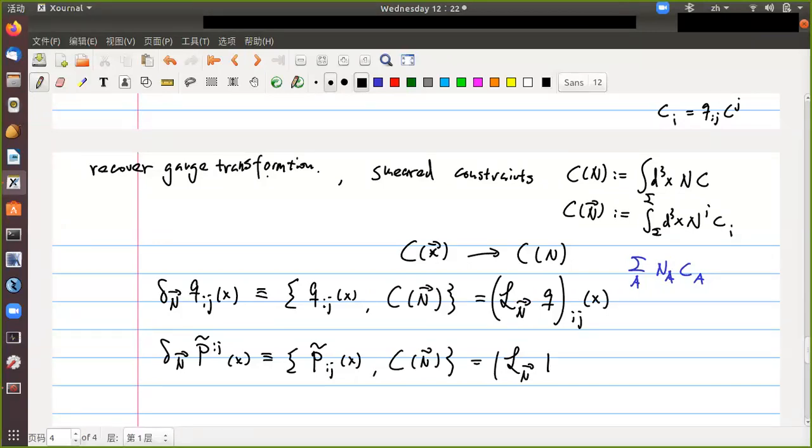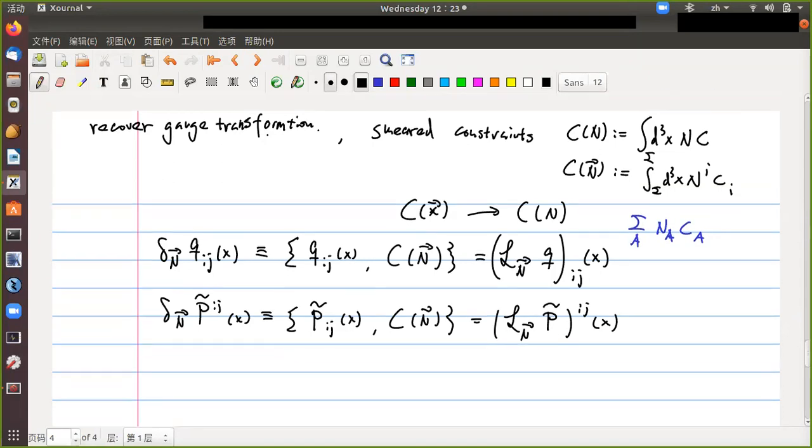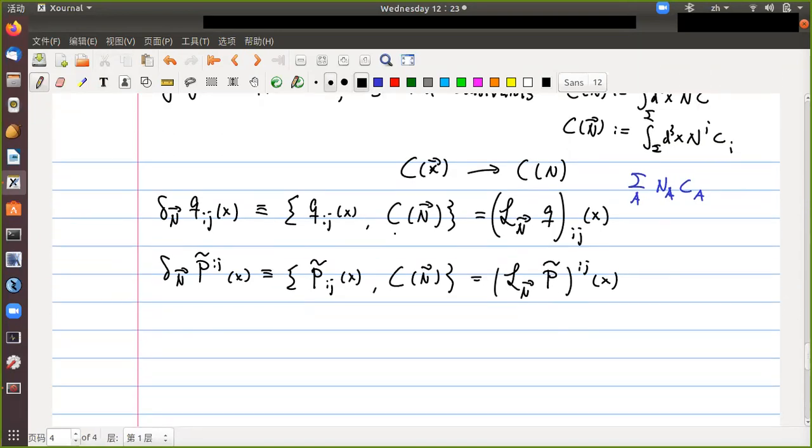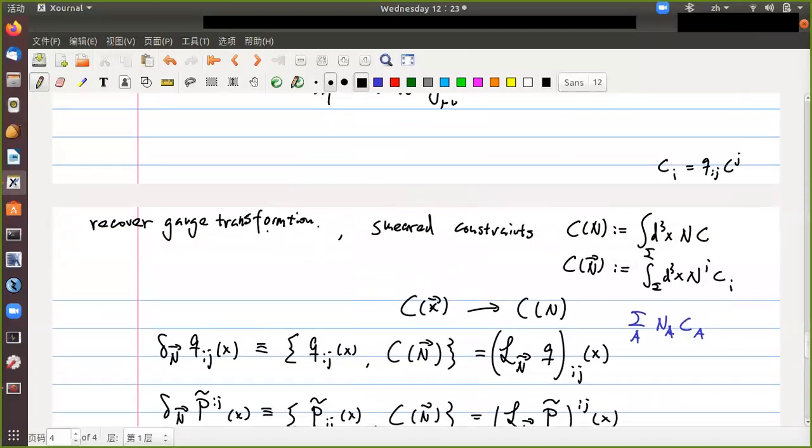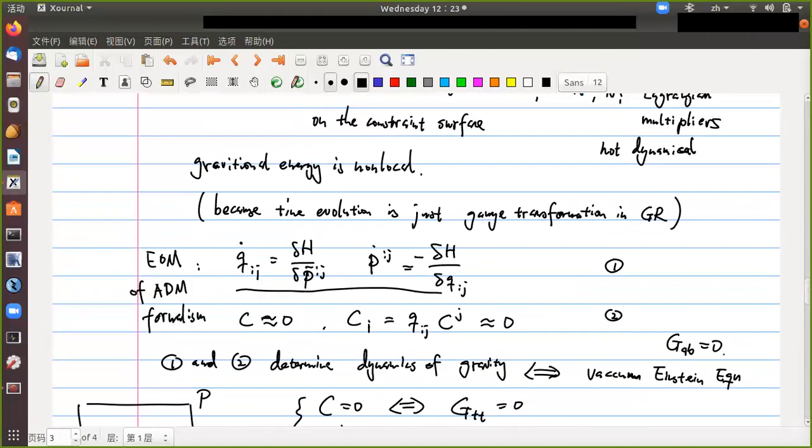So you again get a Lie derivative, but you have to be careful about the Lie derivative because p is a tensor density. You see that this is called the infinitesimal transformation generated by this function C. It's like the Poisson bracket, and you can find this is an analog of the time evolution, right?